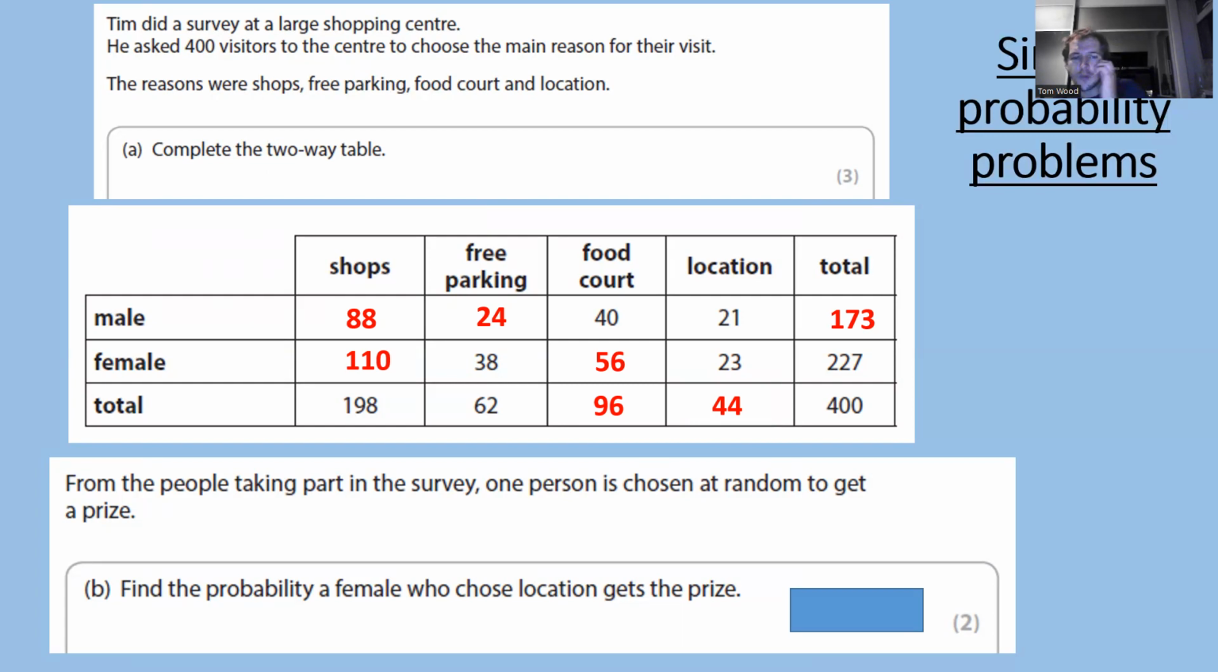Okay, from the people that are taking part in the survey, 1 person is chosen at random. So again, it's sent us already. It's from all the people taking part in the survey. What is the probability that a female who chose location will get the prize? So 1 person out of all of these is getting picked at random. All the names are in a hat. What is the probability that they are female and they chose location?